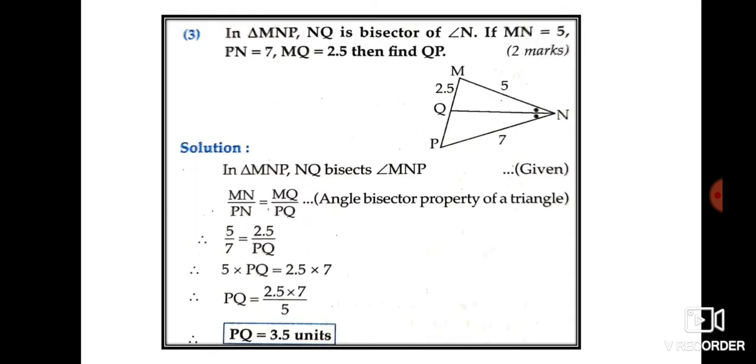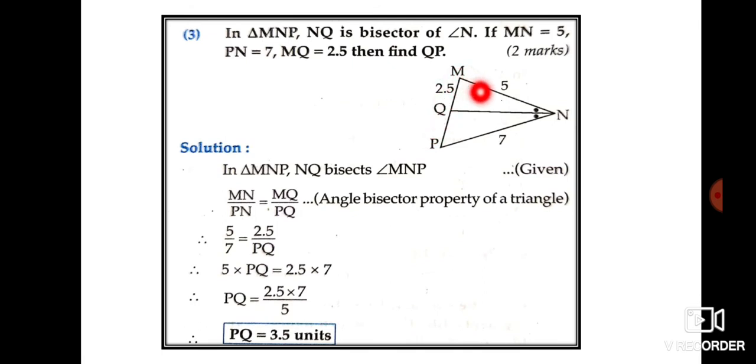Now we go to the next question, the third one. In the triangle MNP, NQ is the bisector. They have given here NQ as the bisector. If MN is 5, PN is 7, MQ is 2.5, find QP.